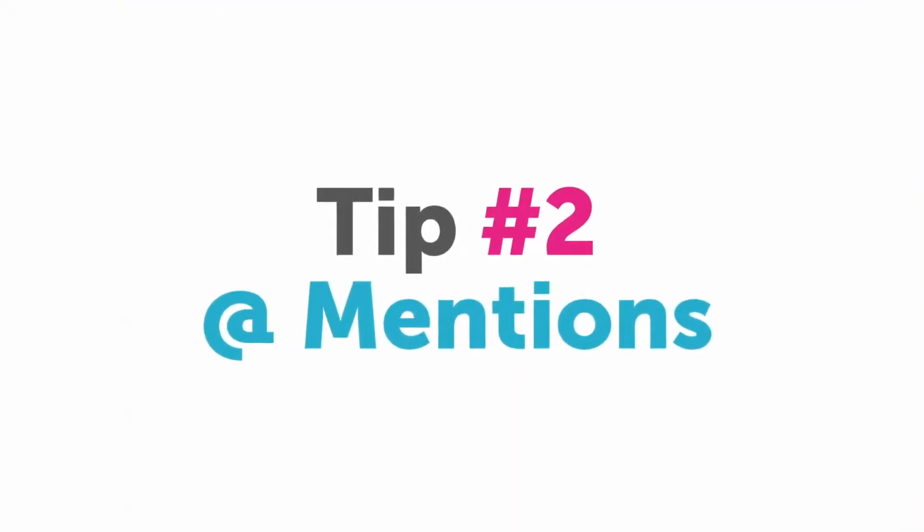Tip number 2, at mentions. So at mentions allows us to tag people in emails, and when we tag someone within the email, it automatically puts their email address in the to box. It's a great tool for getting noticed when you're sending an email and also aligning tasks in an email to someone. So I'll go to the screen and show you how it works.